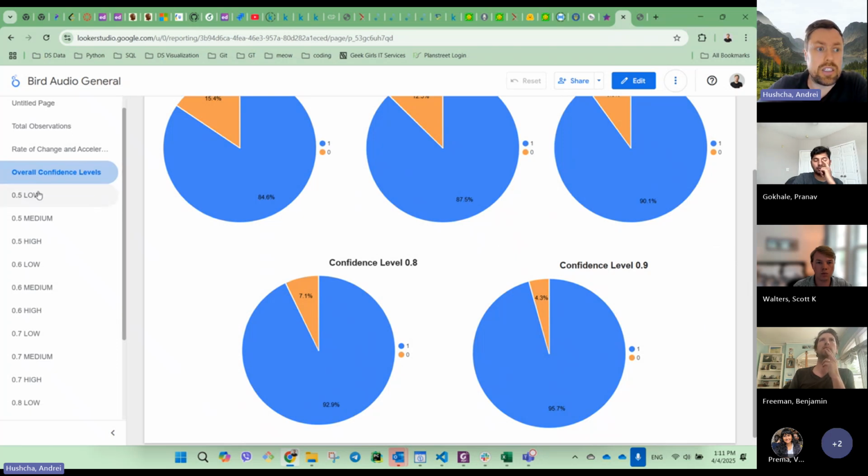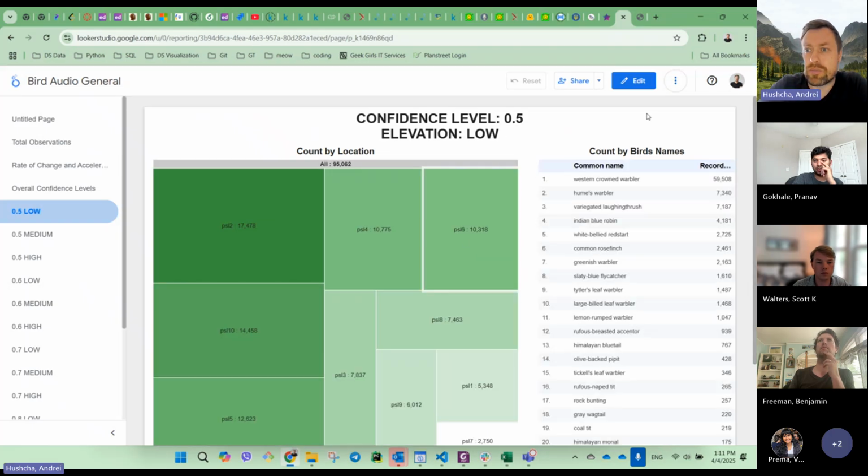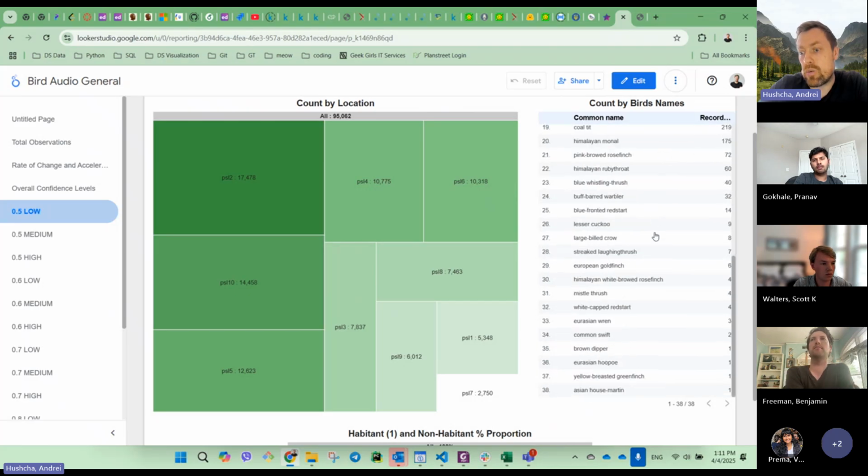And here, it's not a proper chart, it's just to make a decision and see what's going on. So let's say at confidence level 0.5, at the low elevation, because we have low, medium, and high, we have that many audio moths, and we have 95K of habitants that are classified by the BirdNet. And here we can see all the numbers by a specific name. We classified 38 species, even like Asian house martin.